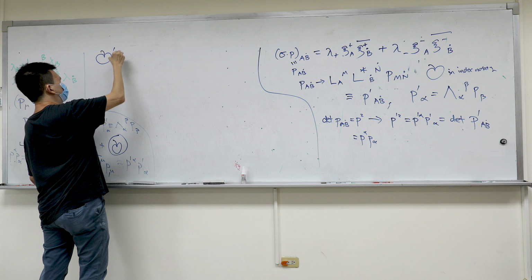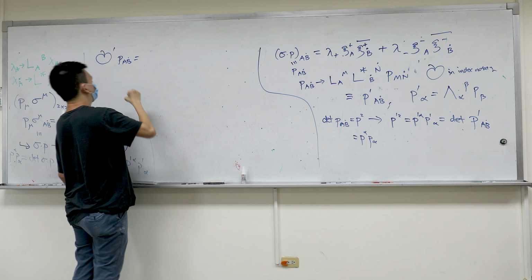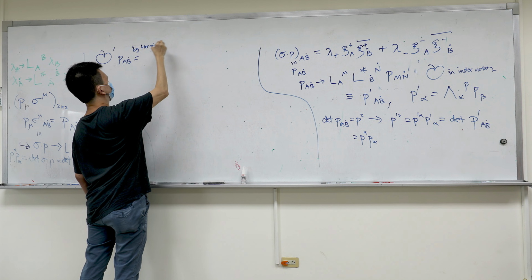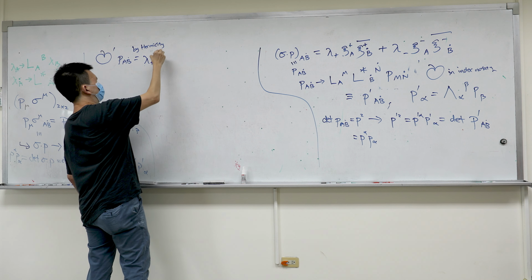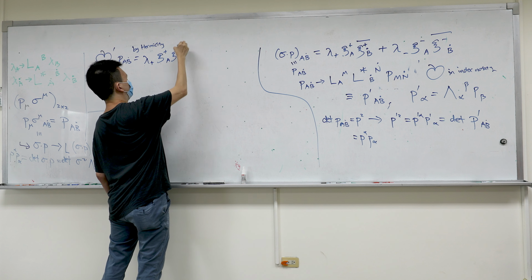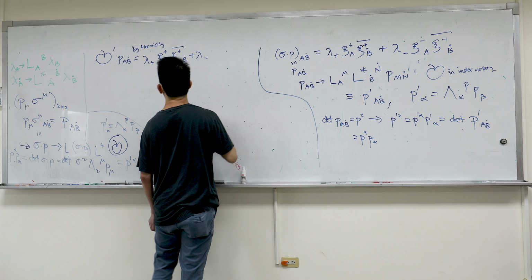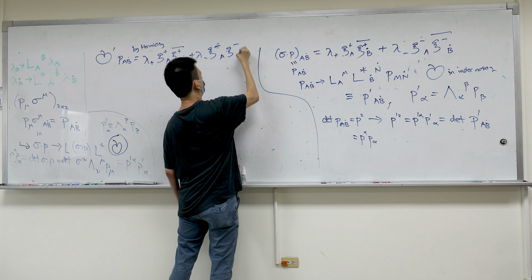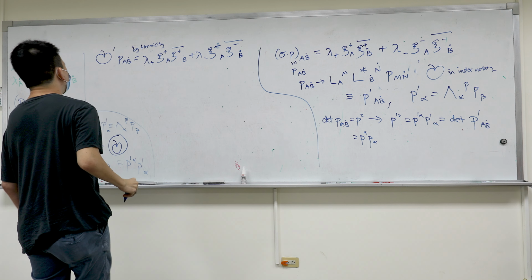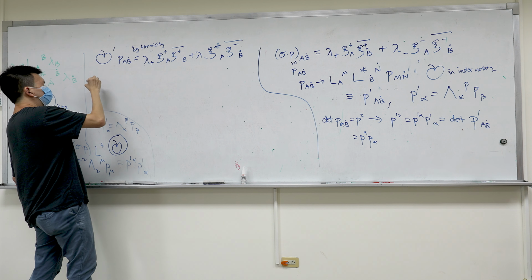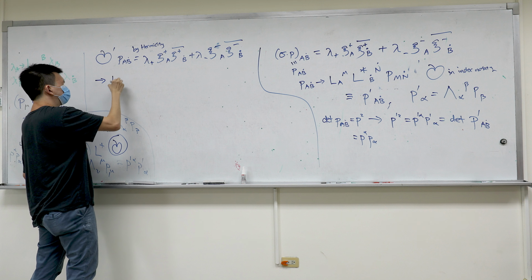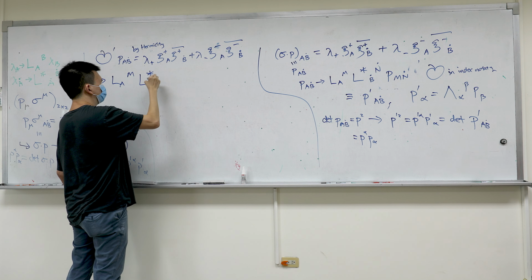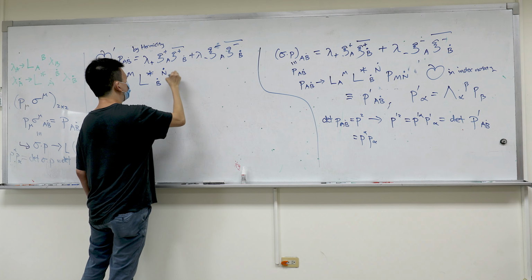So P_{AB dot} is, by spectral decomposition, lambda plus C plus A C plus complex conjugate B dot, plus lambda minus C minus A C minus B dot complex conjugate. And the transformation we did in that equation corresponds to contracting these with L and L star: L A M and L star B dot N dot P_{MN dot}.